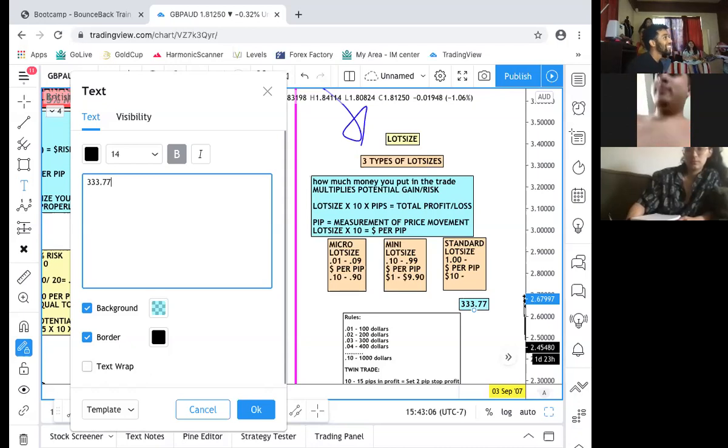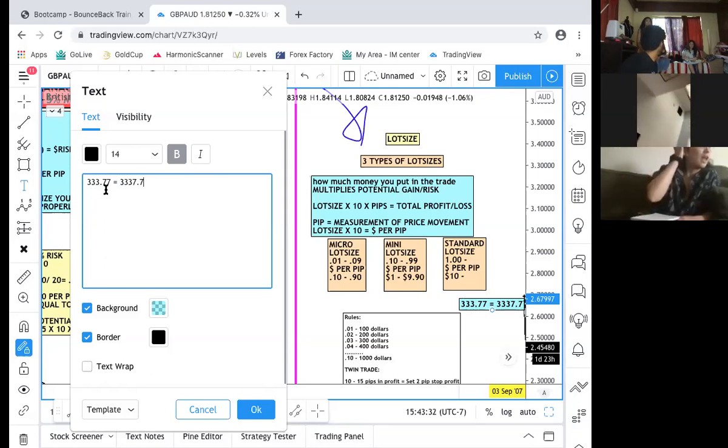Okay, so we got a trade. This is our lot size. How much am I going to be making per pip? 3,337.7? Yep. I didn't know where the comma went. Yeah, you just move the decimal over. I let the big numbers distract me.